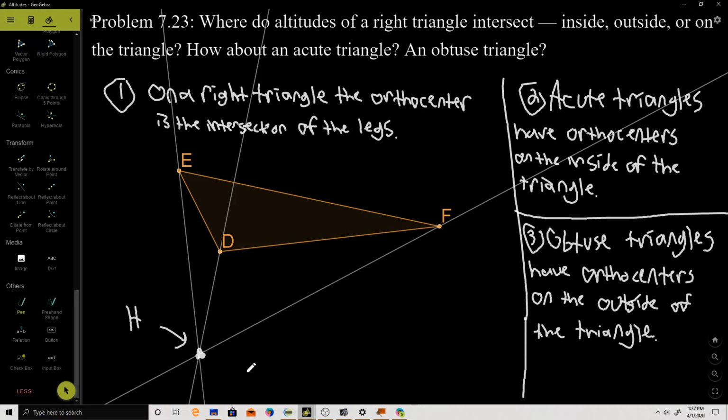So, with all that said, that completes the problem for us. Right triangles, the orthocenter is the intersection of the legs. Acute triangles, the orthocenter is on the inside. And obtuse triangles, the orthocenter is on the outside. Fairly simple problem.